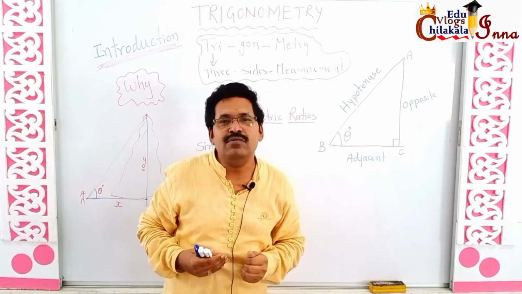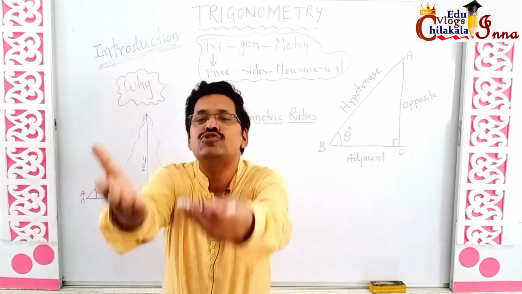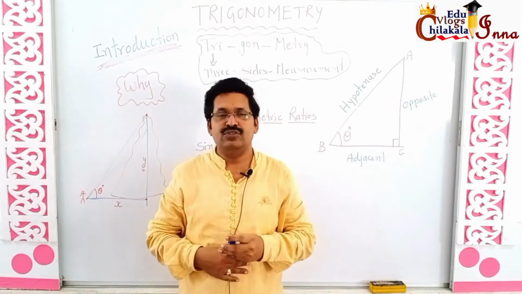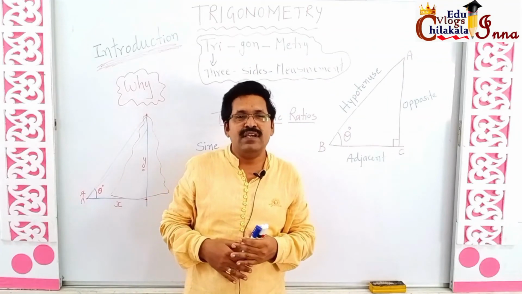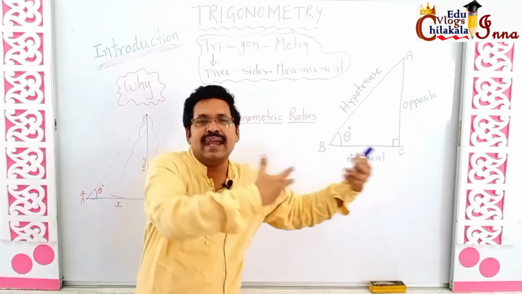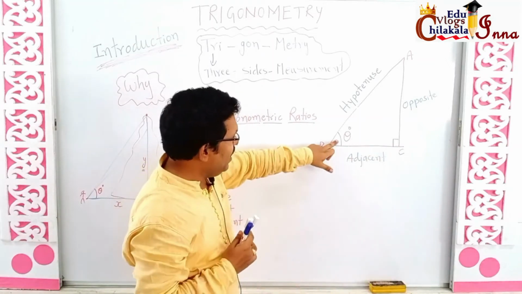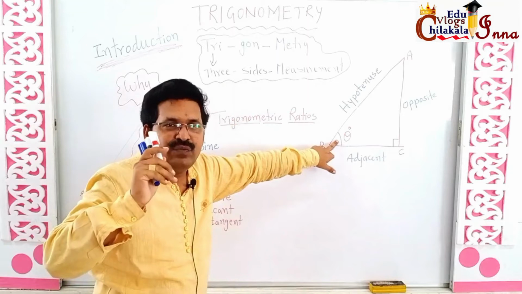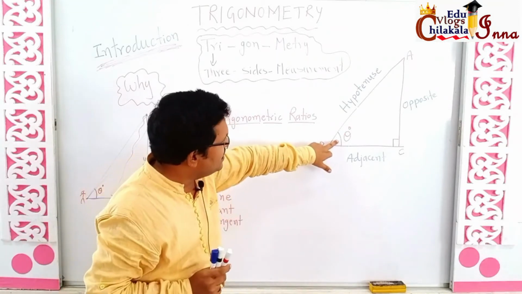So where is your house? My house is opposite to the police station. Where is your house? My house is adjacent to the police station. Adjacent means side by side. So this is theta, the angle that we take into consideration. This is the theta.